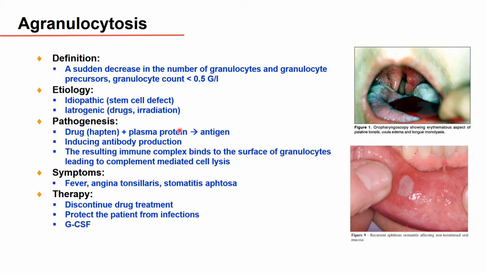What will be the symptoms when we do have agranulocytosis? Usually fever, sore throat, angina tonsillaris, and stomatitis aphthosa, as I'm showing here. That could be a repeated one, so usually the patient is suffering from this condition. The therapy, if we know what drug could cause this one, for example, chloramphenicol was used, you can stop it, or if the patient has some kind of infection, you have to use antibiotic treatment, and later on, if it's not coming back, you can use some stimulator of the granulocyte proliferation such as granulocyte colony-stimulating factor.